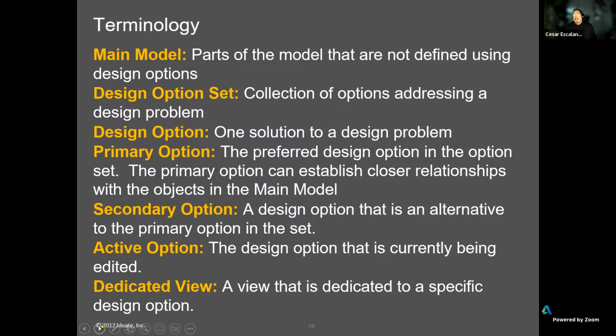And then we have active options. When we enable design options, we need to watch what is our active option. The active option is the space in which we're building the design alternate. And you can pick between the different options in an option set.